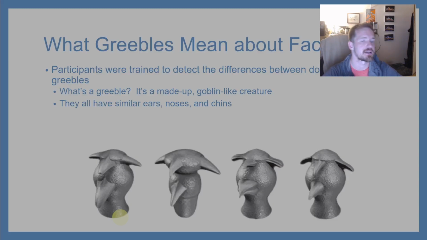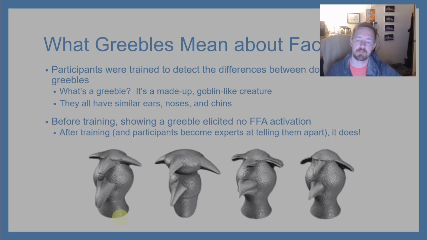So in this task, they had participants trained up on these greebles to make them good at it. And they trained them up for, I want to say, 5 to 7 days. So not really all that long. But before training, whenever the participants came in and they gave them this task, basically looking at these greebles resulted in no fusiform face area activation.